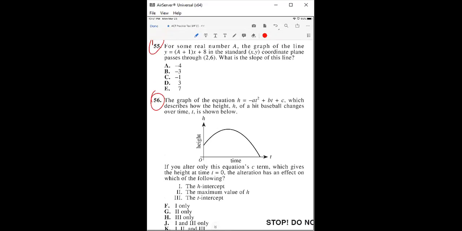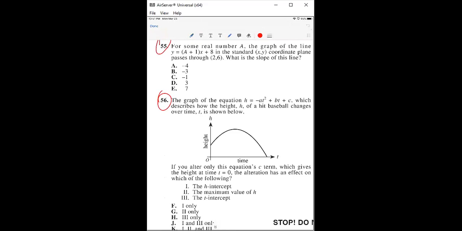It says, for some real number A, the graph of the line y equals a plus the quantity a plus 1 times x plus 8 in the standard xy coordinate plane passes through the point 2, 6. What is the slope of this line? So we know that this is a linear function, and they want us to find the slope.